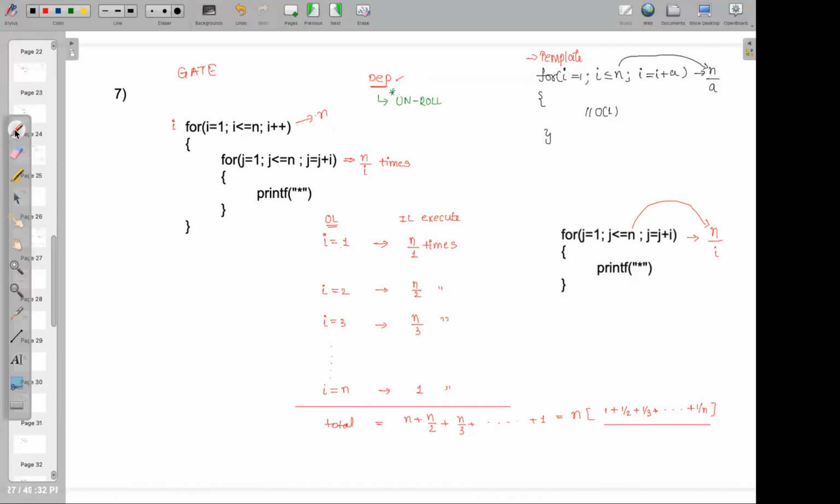I told n right already. This is n, log n. This is log n. N into log n. Now, what is the overall time complexity? Order of n log n. Order of n log n.